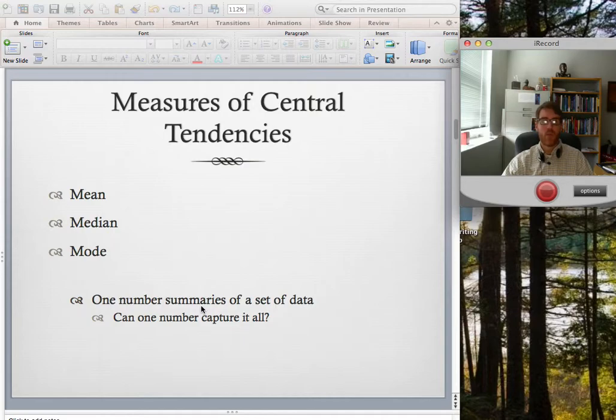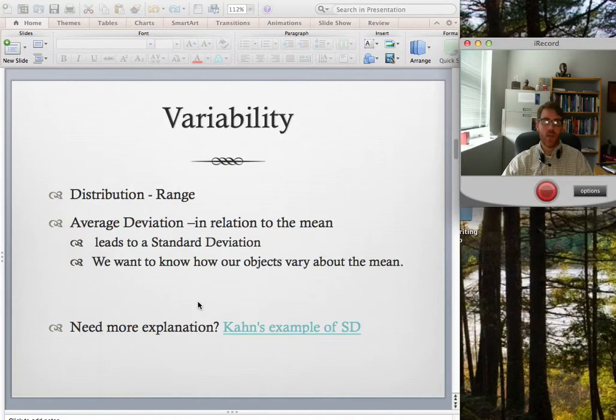But can one number really capture it all? And I would argue no. That the mean is just the beginning in an attempt to describe the data. Really, in quantitative, what we celebrate is the variability, and that's why often people are drawn to quantitative research, is because we're attempting to describe the variability of a set of data and how it approaches or how it attempts to describe the population.